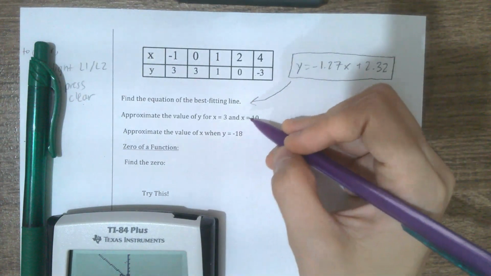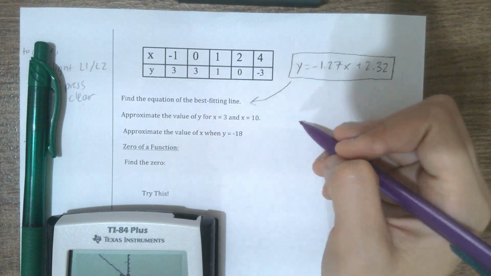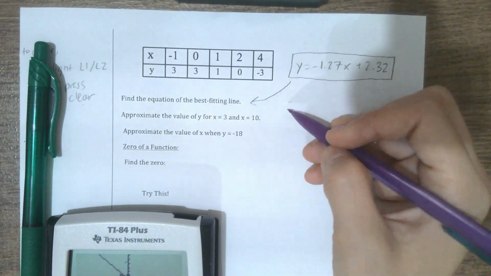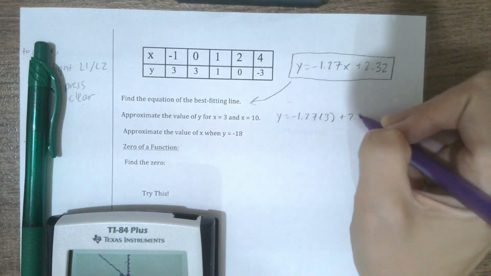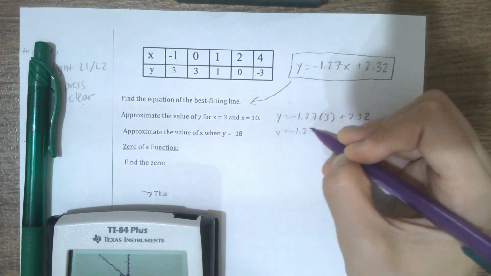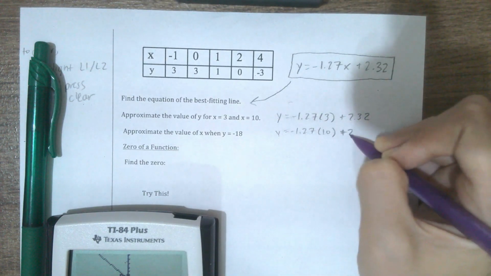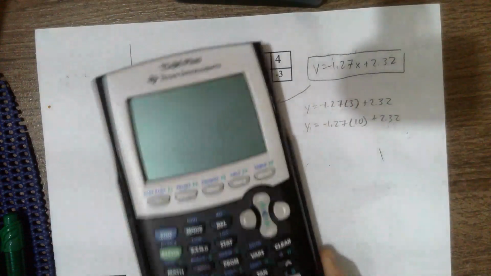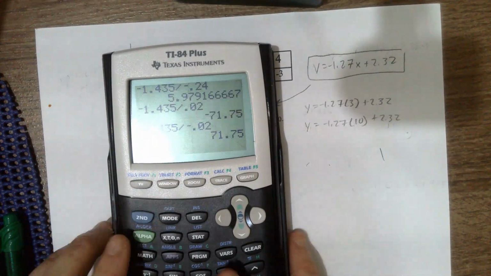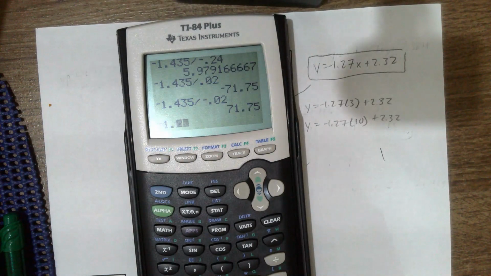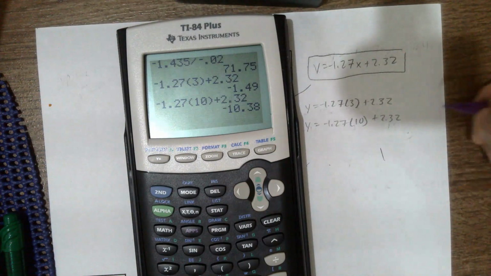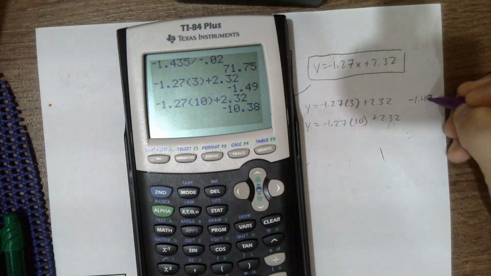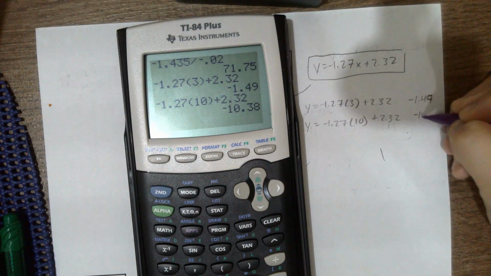Now you want to approximate the value of y for x equals 3 and x equals 10. So this is as simple as just plugging in x equals 3. So y equals negative 1.27 times 3 plus 2.32, and y equals negative 1.27 times 10 plus 2.32. With our calculator, we could just plug those in, and we get negative 1.49 and negative 10.38.